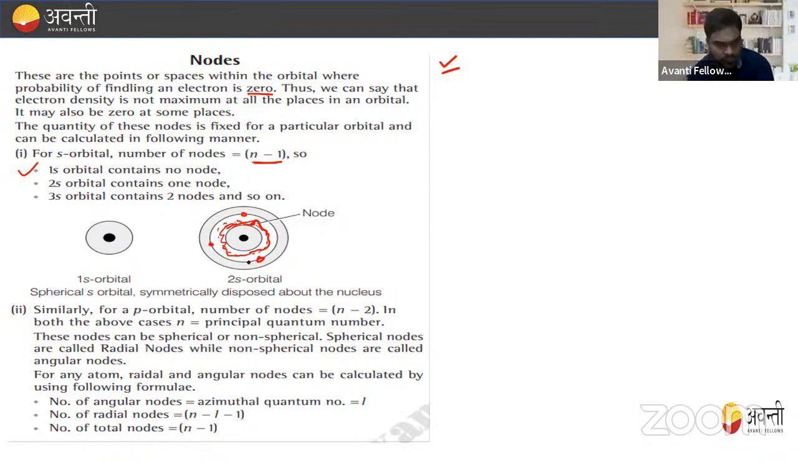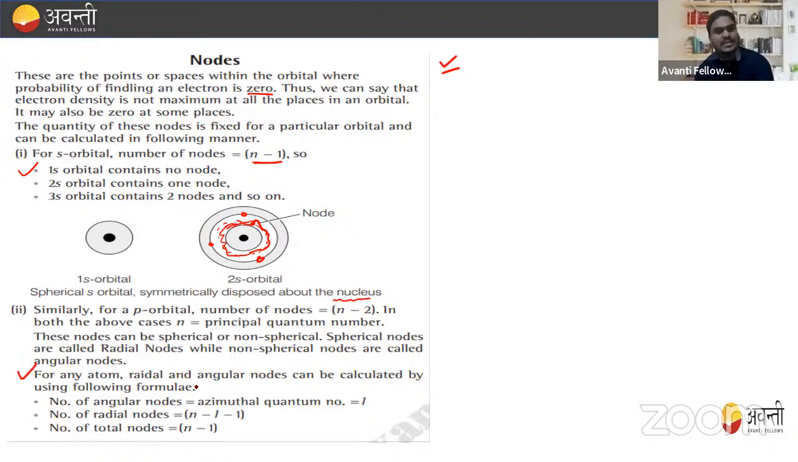Now, similarly for the p orbital, the number of nodes is equal to n minus 2. In both the above cases, n is the principal quantum number. These nodes can be spherical or non-spherical. Spherical nodes are called radial nodes, while non-spherical nodes are called angular nodes. Just remember this.